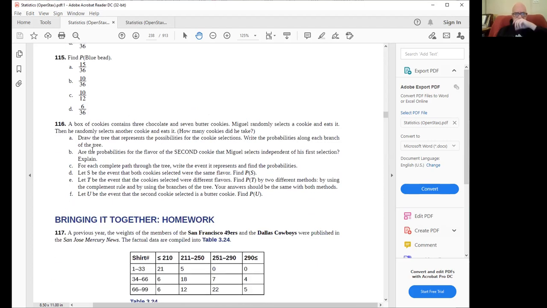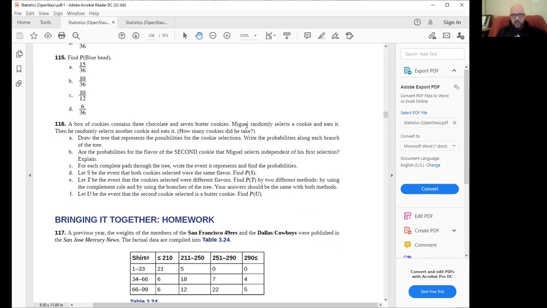A box of cookies contains 3 chocolate and 7 butter cookies. Miguel randomly selects a cookie and eats it. Then he randomly selects another cookie and eats it. And if it was Jeff instead of Miguel, he would randomly select 8 more cookies and eat them too. How many cookies did he take? How many? 2. I can count to 2. Anyway, draw the tree that represents the possibilities for the cookie selections, with the probabilities along each branch of the tree.